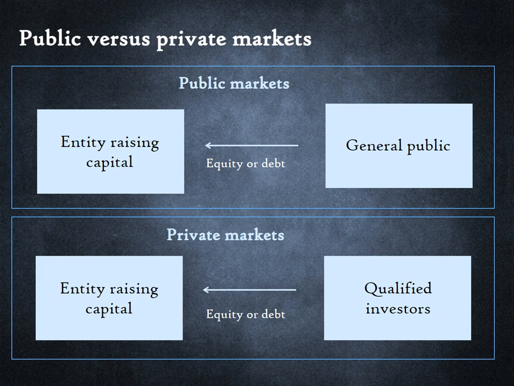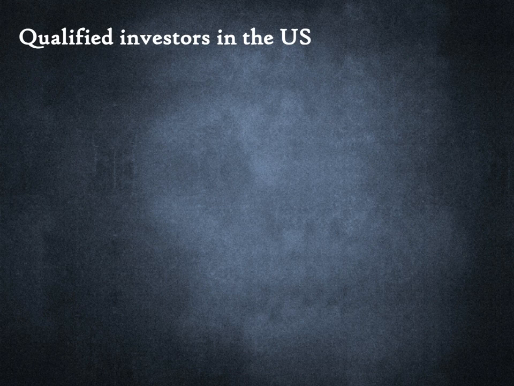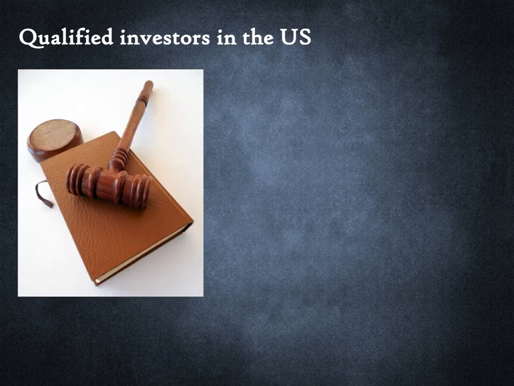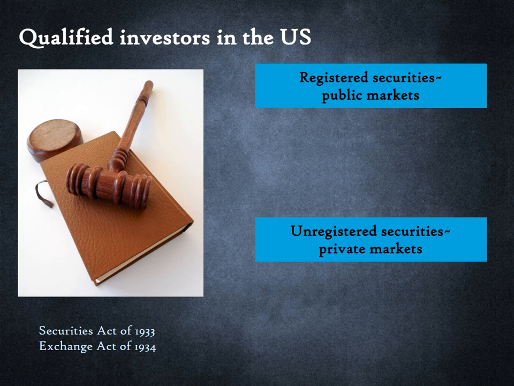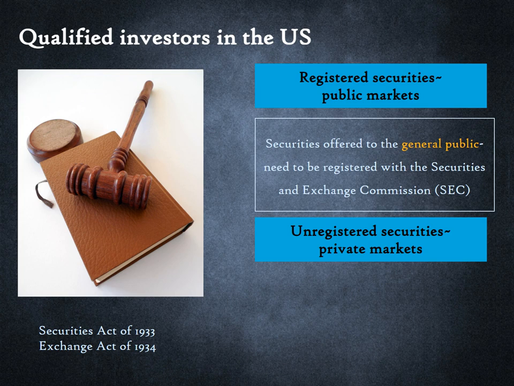As an illustrative example, next we'll learn how qualified investors are defined in the U.S. In the U.S., in response to the stock market crash of 1929, the government passed the Securities Act in 1933 and the Exchange Act in 1934. As per the acts, securities were bifurcated into the two categories of registered and unregistered securities. For securities offered to the general public, the issuer has to register the details of the offering with the Securities and Exchange Commission or the SEC, the regulator of securities in the United States. This came with many compliance burdens.